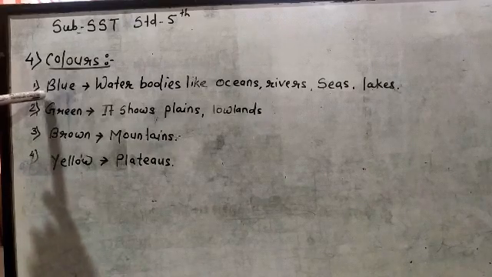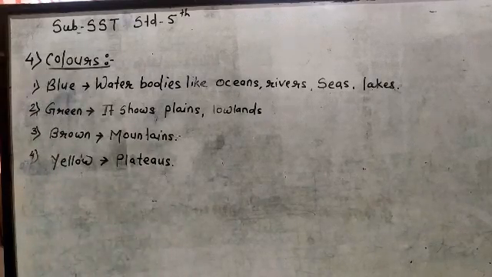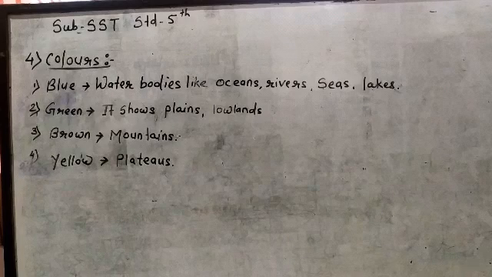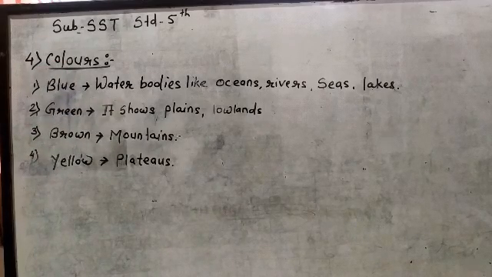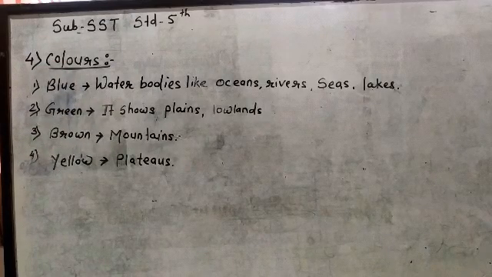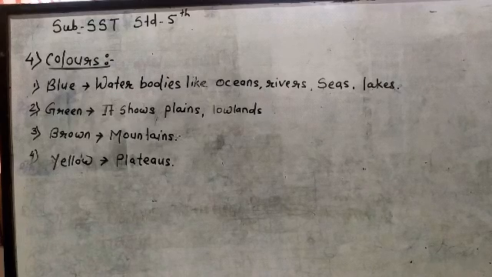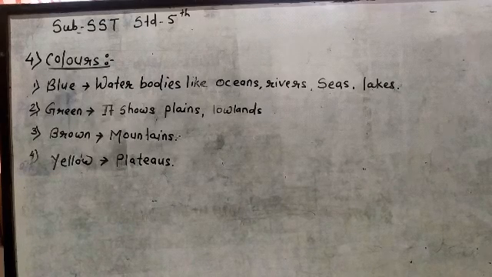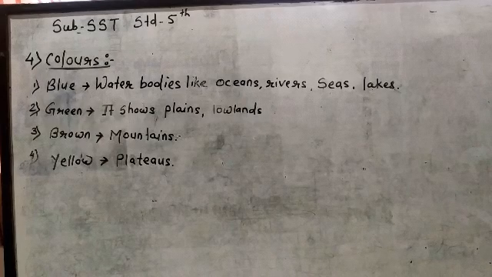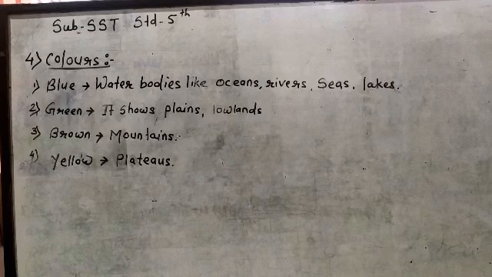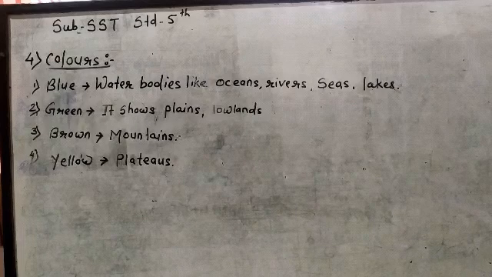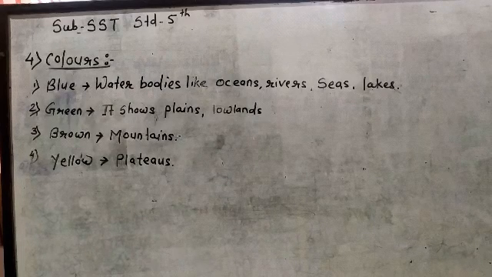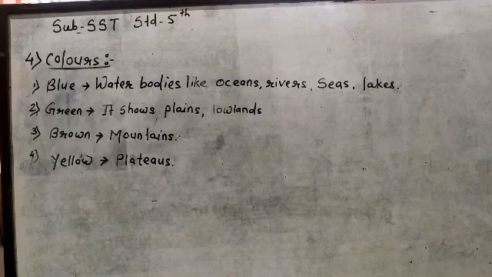So blue color in a map shows the water bodies like oceans, rivers, seas and lakes. Green color in a map shows plains and lowlands. Brown color in a map shows the mountains and the yellow color shows the plateaus. So if we see different colors in the map, every color shows something. Like blue color shows the water bodies, green color shows the lowlands and plains, brown color shows the mountains and the yellow color shows the plateaus. So, different colors are used to show the various landforms on a map.